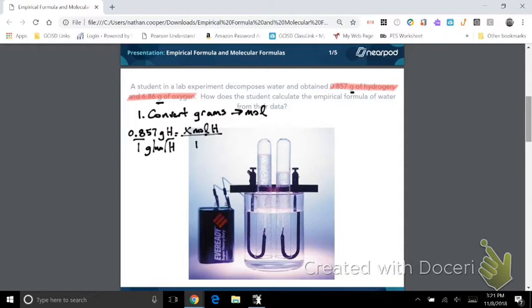And when I do that, I get the same number, which is 0.857. But now it's moles of hydrogen. Now do that for oxygen.